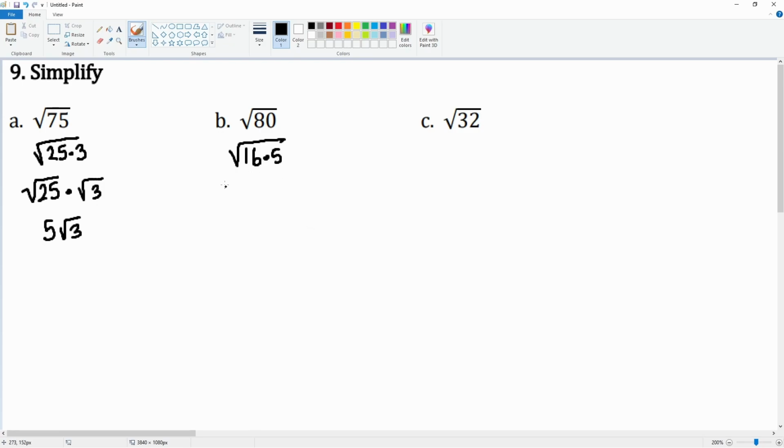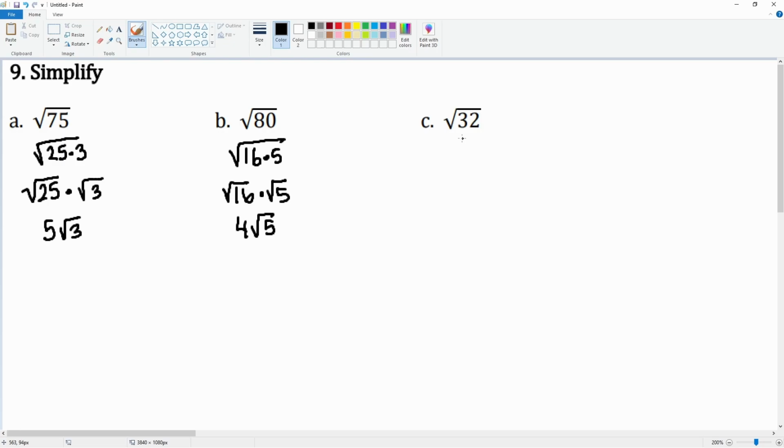We can now split this into the individual radical. Radical 16 times radical 5. Radical 16 can be broken down into 4. Nothing happens to that radical 5, so the final answer would just be 4 radical 5.